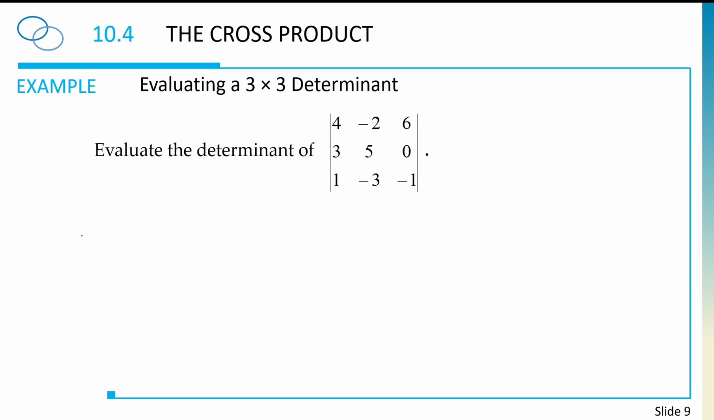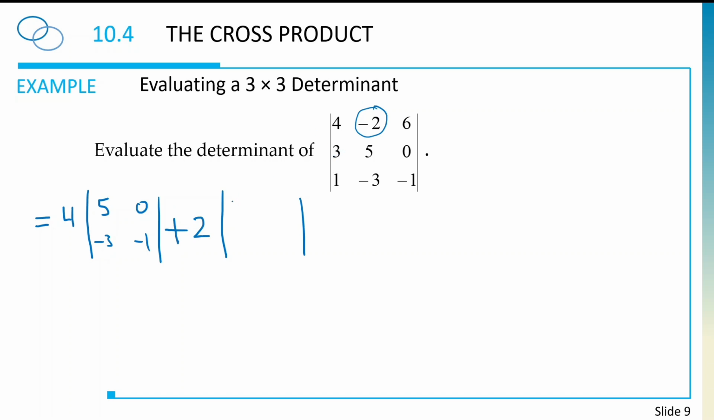We'll try with this one too. So this is equal to, I'll start with 4. Think, you cancel the row and column. What do you have? 5, 0, negative 3, negative 1. Second term, notice this is already negative 2, so I have to switch. It's now plus 2. Cancel the row and column where I have this negative 2.